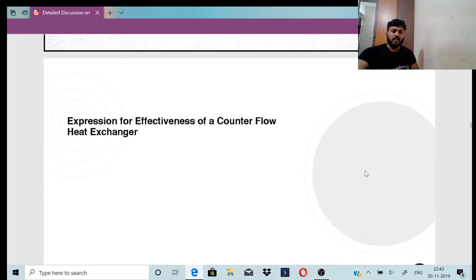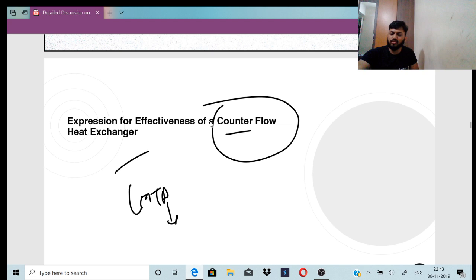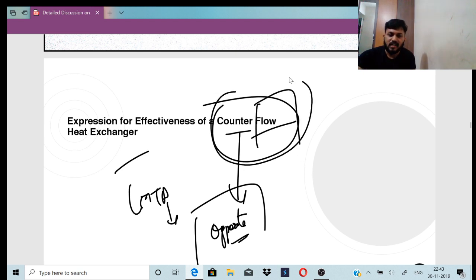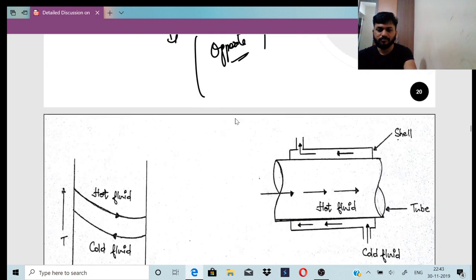Now, let us move on to the counter flow. We will solve the LMTD derivation later, but LMTD changes in counter flow. What happens in counter flow? The fluids move in opposite directions, right? The fluids move in the opposite direction. So that is our counter flow heat exchanger. So let's try to solve the derivation of the counter flow heat exchanger.